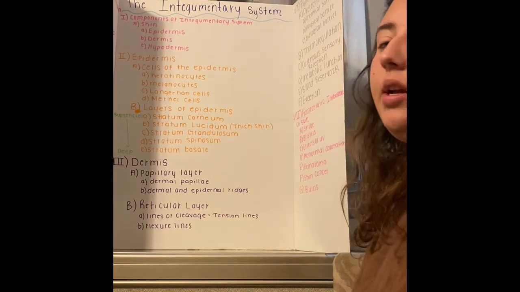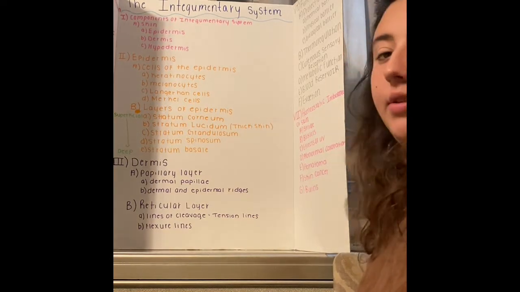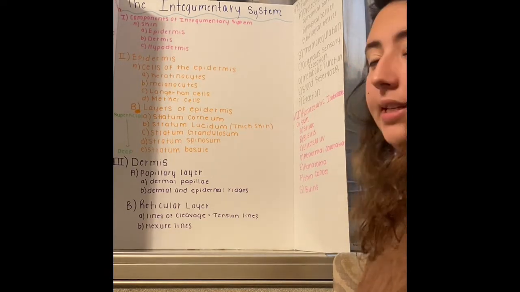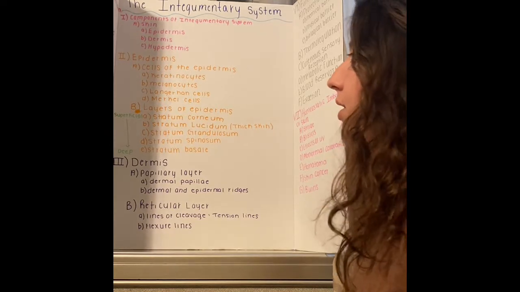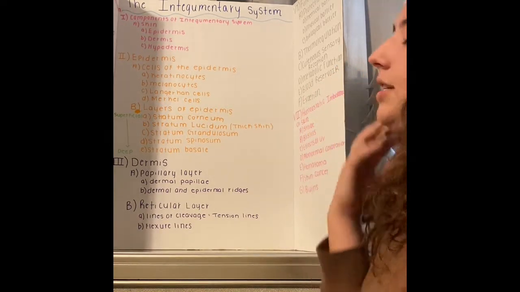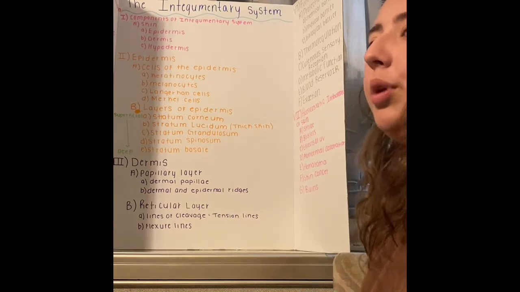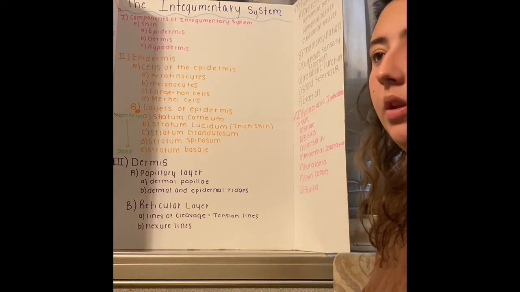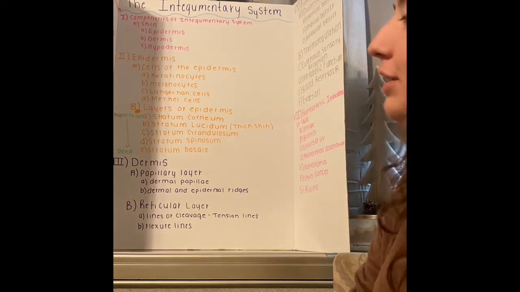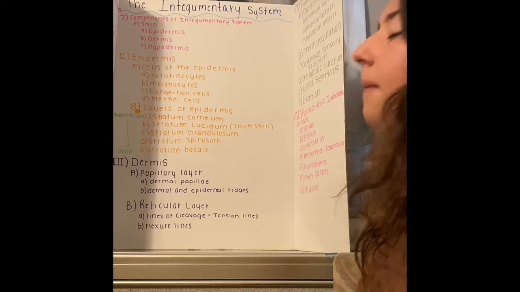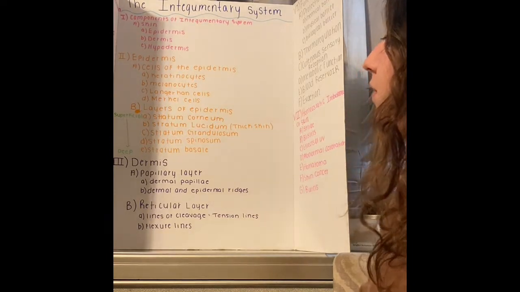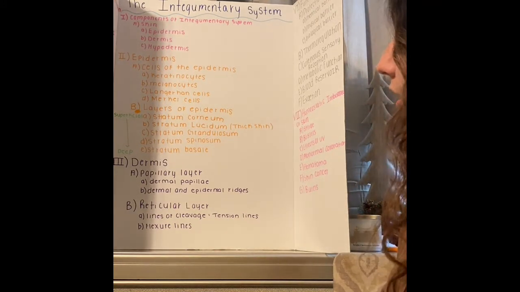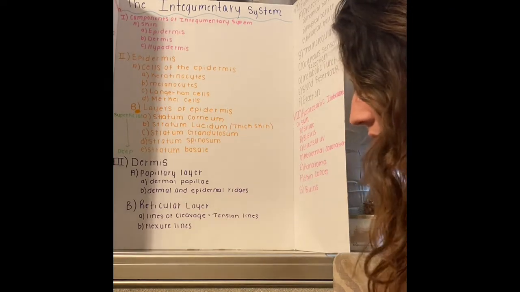So first with the epidermis, we have the cells of the epidermis. The four main cells are the keratinocytes, melanocytes, Langerhans cells, and Merkel cells. Keratinocytes are what help keep our skin abrasion resistant and waterproof. Melanocytes produce melanin, which is the brown tone in our skin. Langerhans cells activate our immune system to help fight off foreign invaders, and Merkel cells act as sensory receptors for touch.